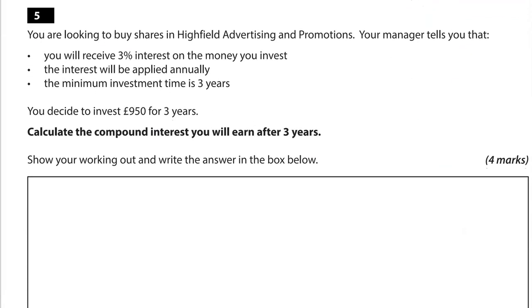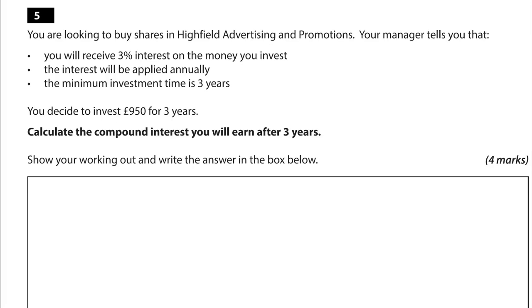You are looking to buy shares in Highfield Advertising and Promotions. Your manager tells you that you will receive 3% interest on the money you invest. The interest will be applied annually. The minimum investment time is 3 years. You decide to invest £950 for 3 years.